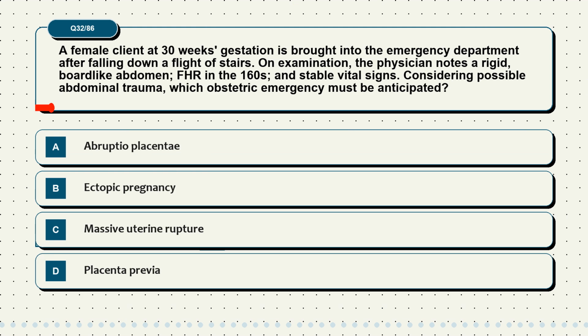Question 32. A female client at 30 weeks gestation is brought into the emergency department after falling down a flight of stairs. On examination, the physician notes a rigid, board-like abdomen, FHR in the 160s, and stable vital signs. Considering possible abdominal trauma, which obstetric emergency must be anticipated? Here are the options. Option A. Abruptio placentae. Option B. Ectopic pregnancy. Option C. Massive uterine rupture. Option D. Placenta previa.